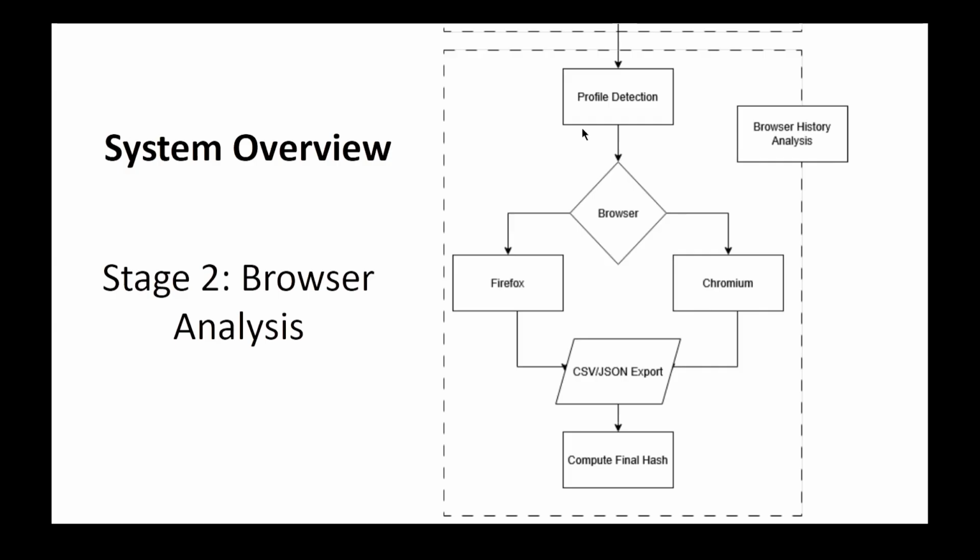And for each of the installed browsers, it then iterates through all the user's browser profiles. Turns out a single user can have multiple profiles even for a single browser. So, for a single user, Alice could have two profiles, a work profile and a personal profile.